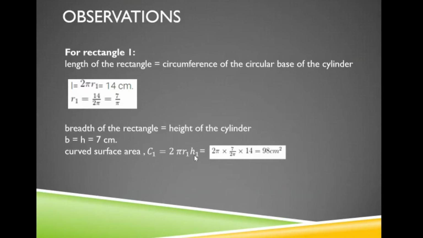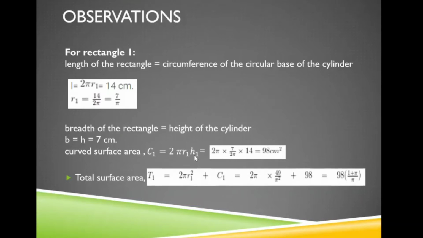Exactly the same way, using this C1, if I add the area of the top and the base, pi r square plus pi r square, I can find out the total surface area, which comes out to be C1 plus 2 pi r square, and that comes out to be how much? It comes out to be 98 into 1 plus pi upon pi centimeter square. So I found out the curved surface area and the total surface area in the first rectangle.